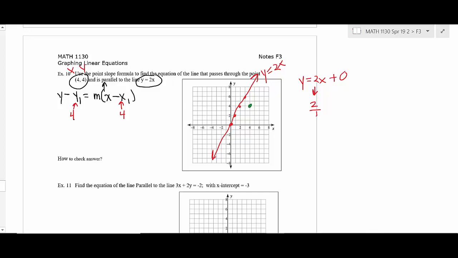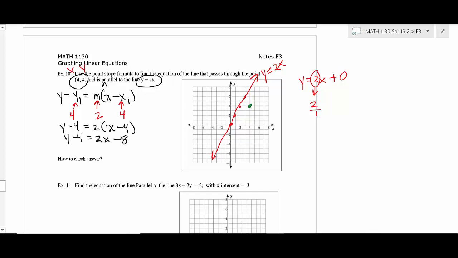And what do we know about the slopes of two parallel lines? What have we learned? They're the same, right? So the slope of this line is 2. That means the parallel line will also have a slope of 2. Now if you work that out, you'll get the equation of the line. The algebra is pretty simple from here. So you'll have y minus 4 is equal to 2 times x minus 4. So that's y minus 4 equals 2x minus 8.